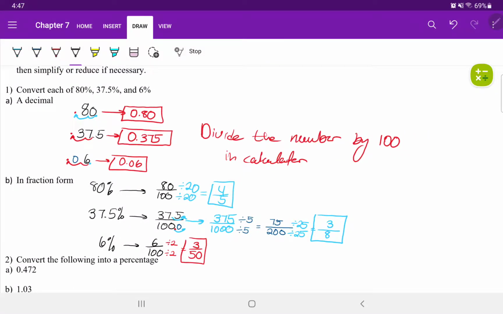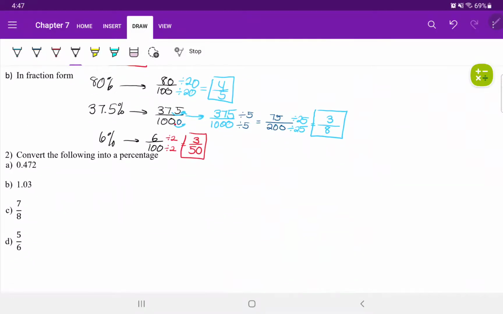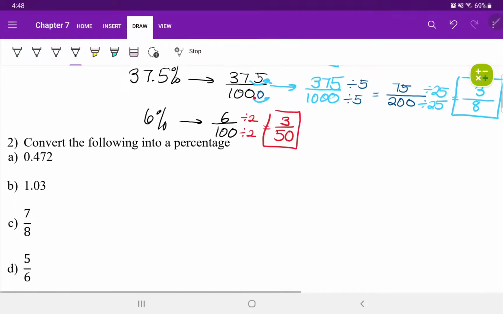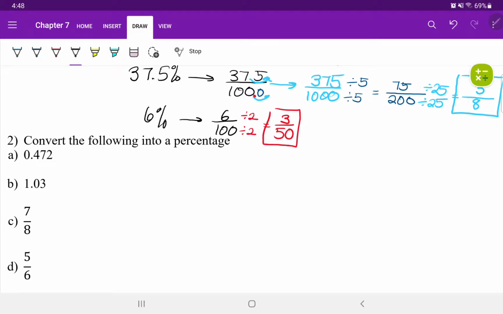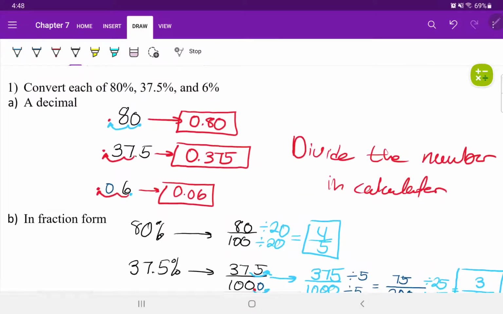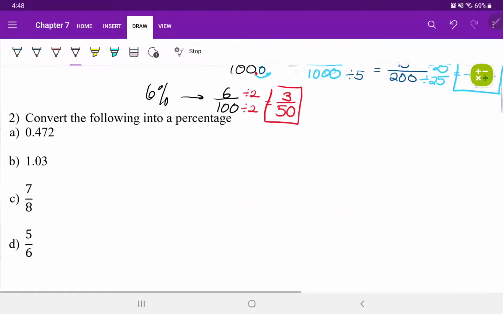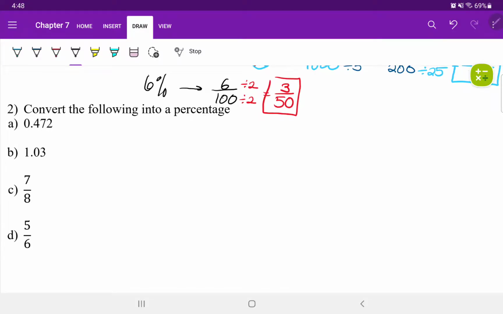Before I end this video, we're going to do one more topic, and that topic consists of converting decimals and fractions into our percentages. So it says here, convert the following into a percentage. The first two numbers are decimals. Now remember, when we converted our percent into a decimal, we drop the percent sign and move the decimal 2 places to the left. But when we convert a decimal into a percentage, we're going to move the decimal 2 places to the right and then add back the percent sign.